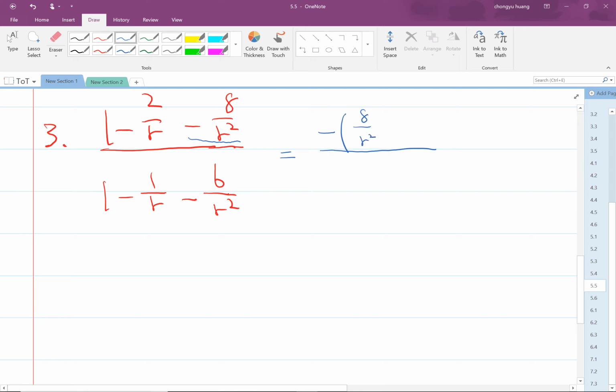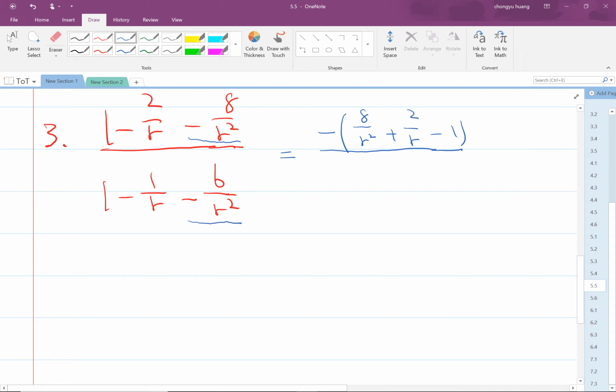That's the first thing you have to do. And then you have to reposition it into the right order to make it easy to do the factorization, right? Now we have to do the same thing for the denominator.